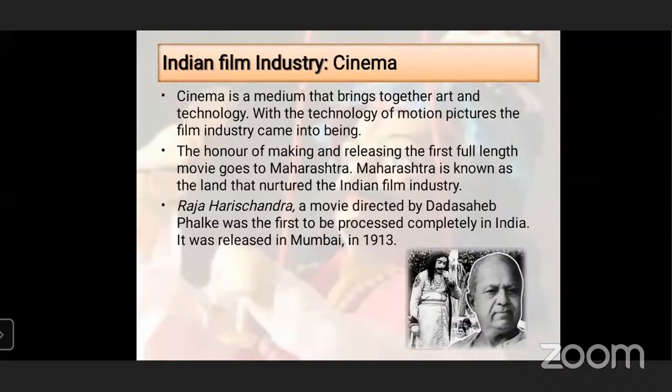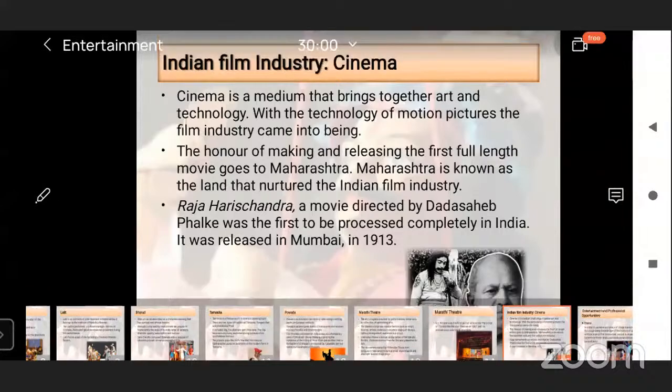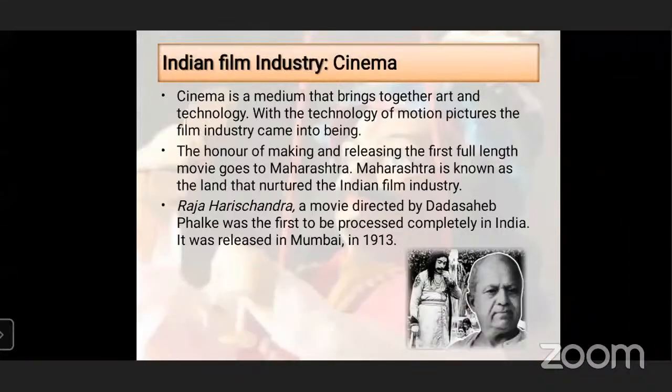Now, next one. Later, Gopal Ramchandra Torane, also known as Dada Saheb Torane, and A.P. Karandikar, S.N. Patankar, V.P. Divekar, sought help from foreign technicians and made a movie entitled Pundalik. It was released in Mumbai in 1912. The movie Raja Harishchandra, directed by Dada Saheb Phalke, was the first to be processed completely in India. It was released in Mumbai in 1913.